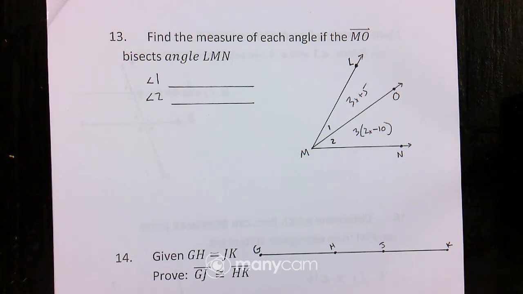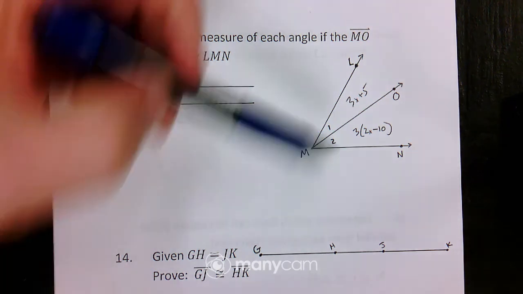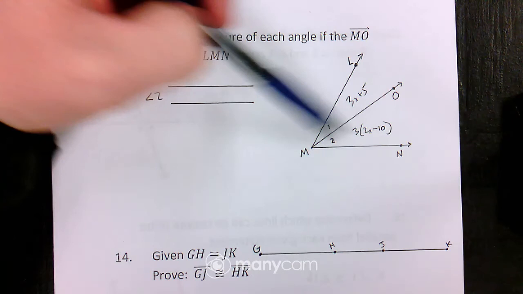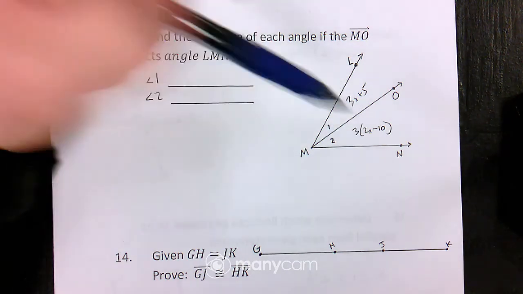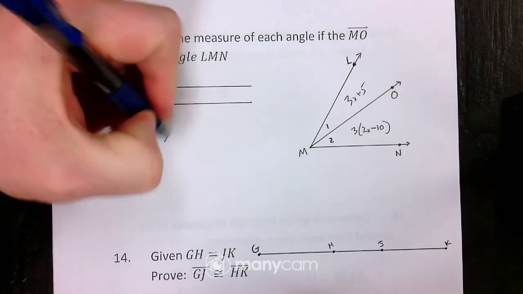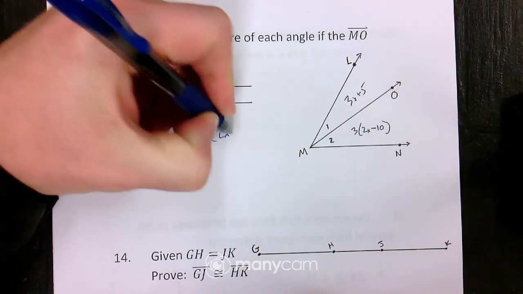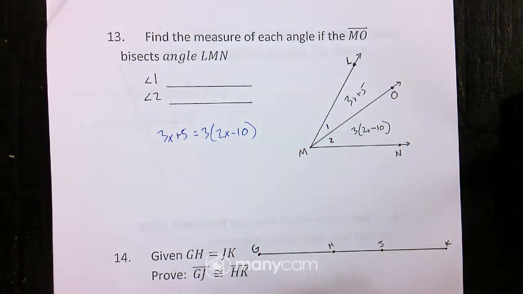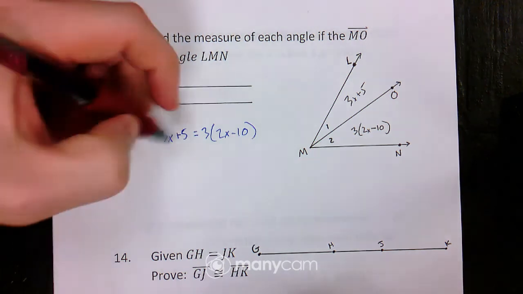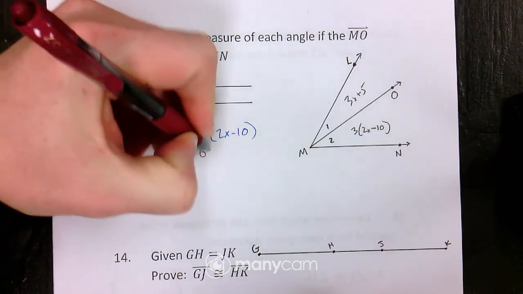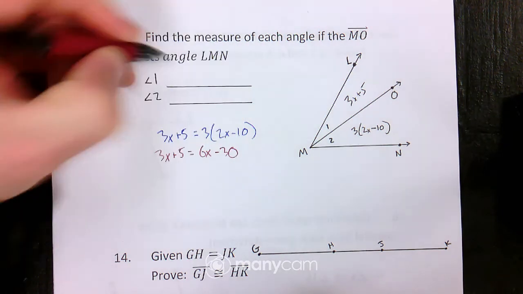So it says find the measure of each angle if MO bisects LMN. So if this line right here is bisecting this whole thing, that means it's cutting it in half, which means these are equal halves. So I can say that 3x plus 5 equals 3 times (2x minus 10). Okay, take that, distribute that out, 3x plus 5 equals 6x minus 30.